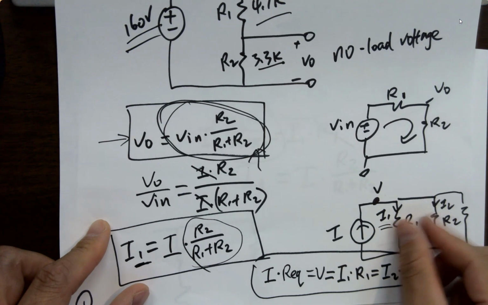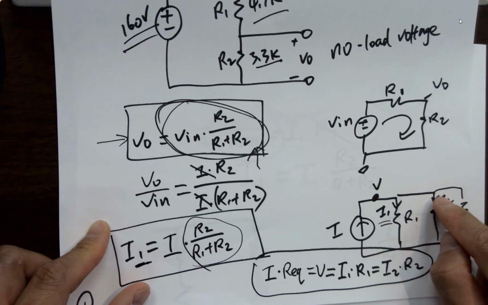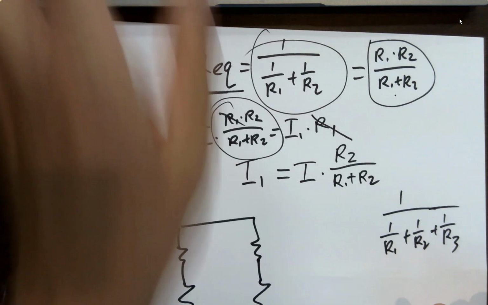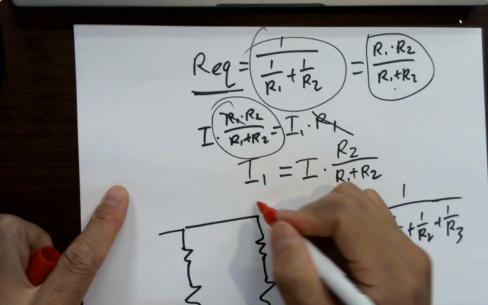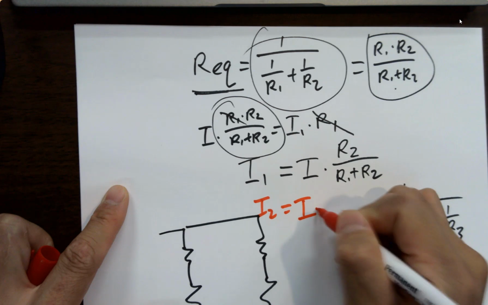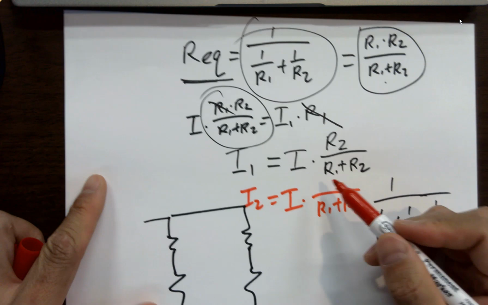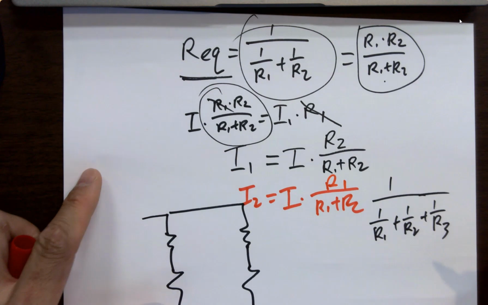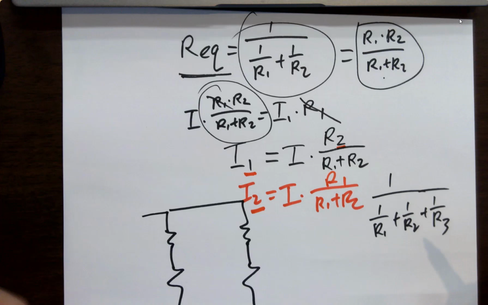You can also combine these 2, right? It's just sometimes they ask you to calculate the branch currents instead of the total current. That's why it's good to know this equation. Okay, so same story. So what is I2? I2 is I times what? I'll let you guys tell me. I2 is I times R1 over the sum, and I1 is I times R2. Just remember it. Okay.